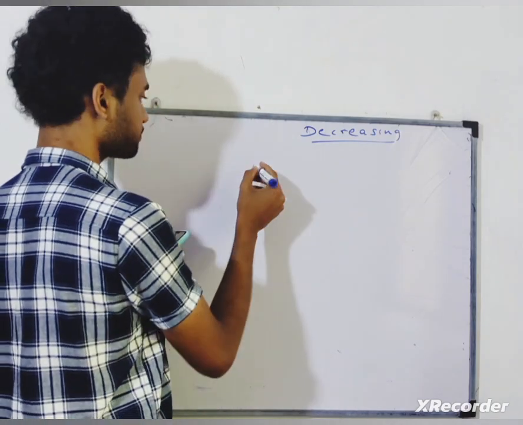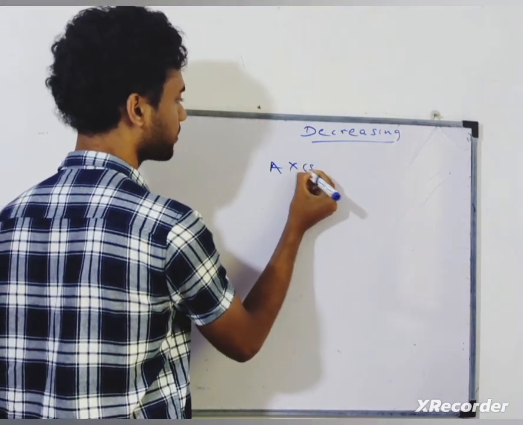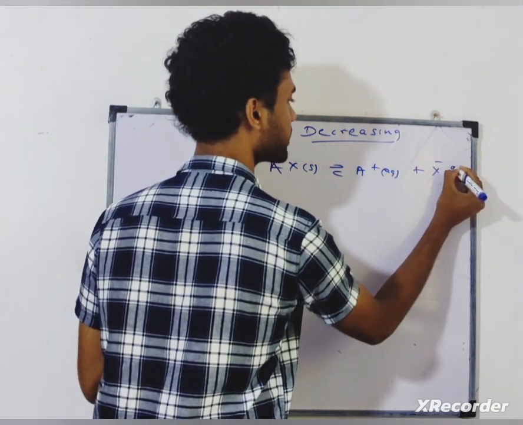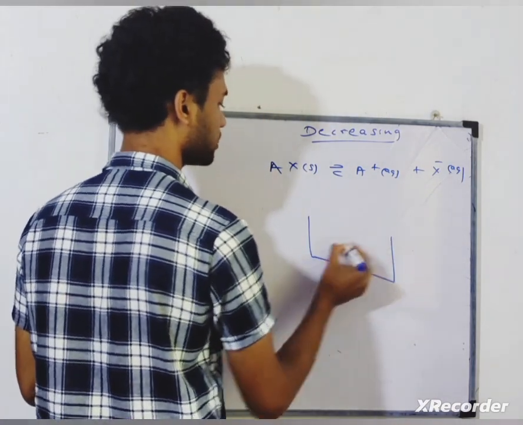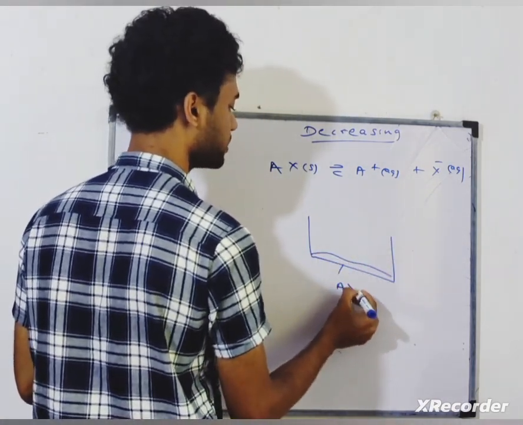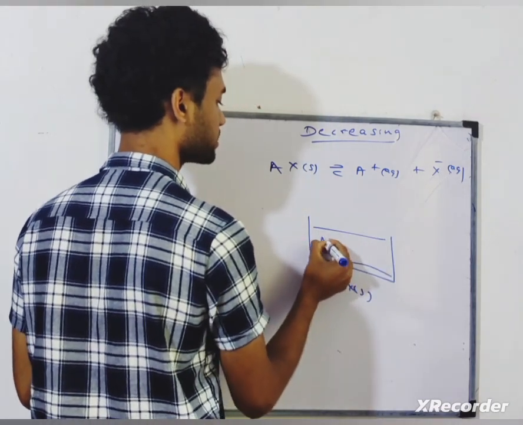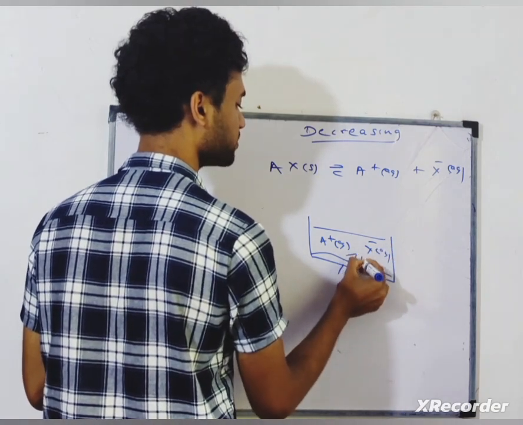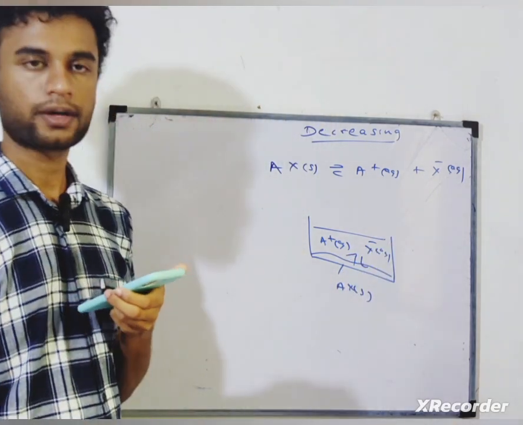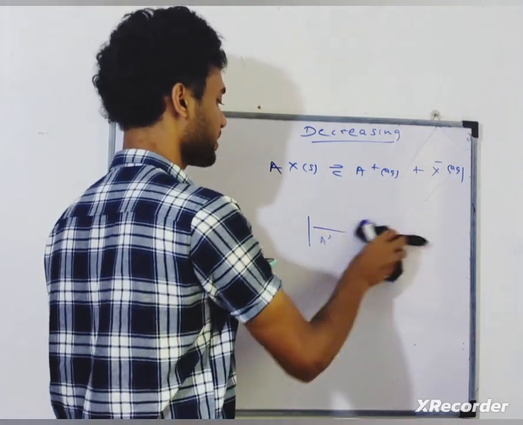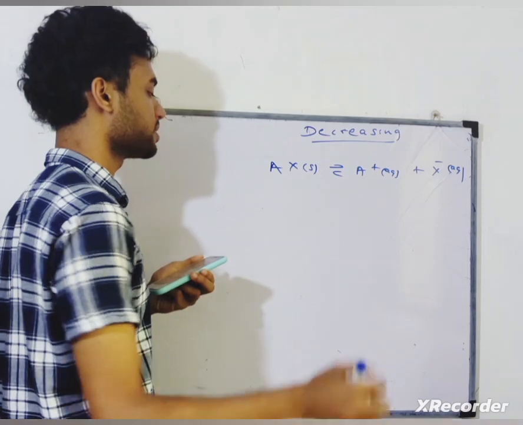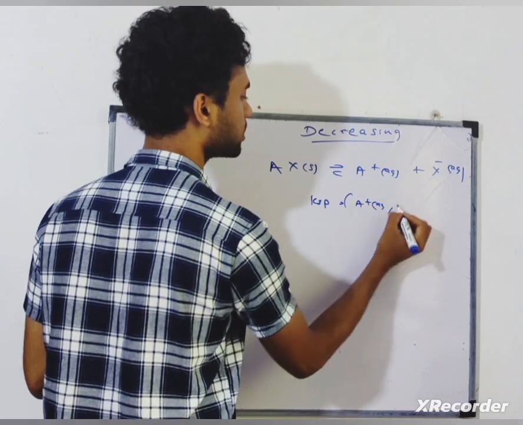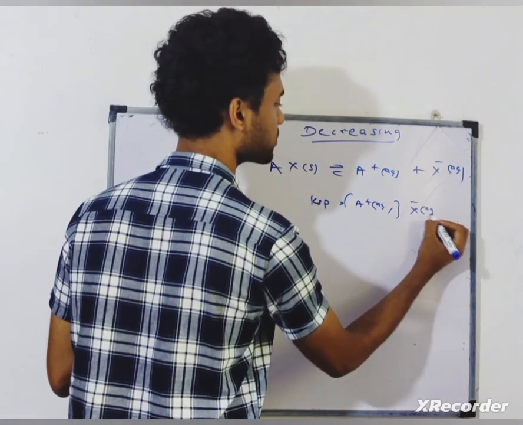Okay, now listen. I have what? AX solid. It becomes what? A plus aq plus X minus aq, right? So if we have the precipitate AX solid, I have a saturated solution containing what? A plus aq ions and X minus aq ions, and there's an equilibrium between them, right? Okay, now let's see. So I can write Ksp like this. So Ksp is equal to what? A plus aq concentration times X minus aq concentration.